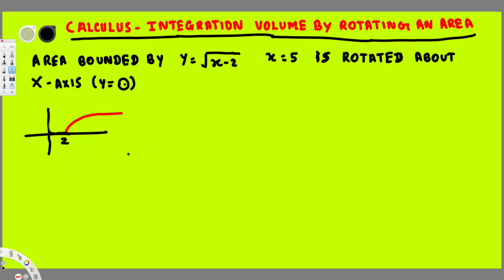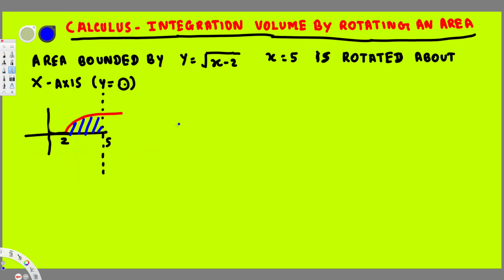So this is 2, and they are saying this is bounded by this one, and x is equal to 5. X is equal to 5 is going to be a line that is parallel to the y-axis, and let's say this is 5, and the region we are interested in is this region. Now to find this one, we can use the cross-section method.